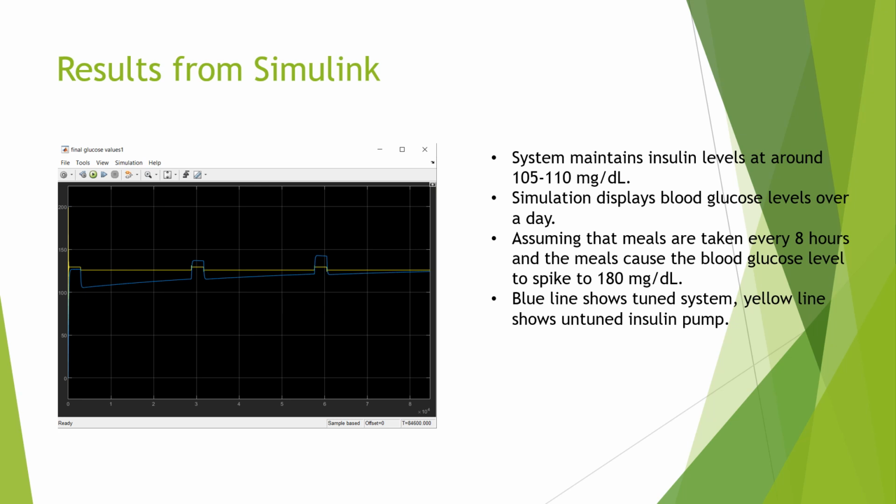Also, when we tune the system, it maintains a lower blood glucose level compared to when the system is untuned, and it is closer to the average of 105 to 110 milligrams per deciliter for a human, which is better than having 130 milligrams per deciliter in the human body, since that is on the higher side.